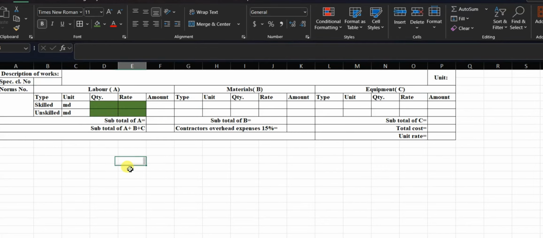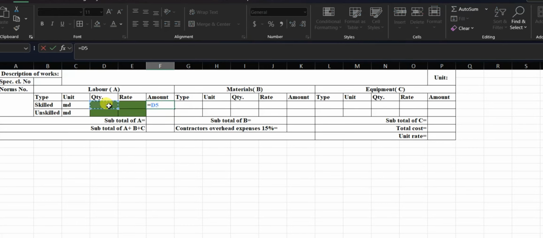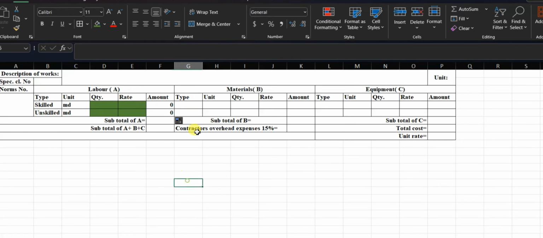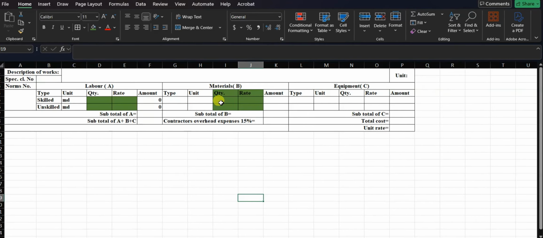Okay, so you have to input these, right? Now the amount will be the quantity into the rate, right? This is the amount. Okay, so I will just be doing this. So for material you have to fill, right? You have to just input the quantity and rate section, and the amount will be this.